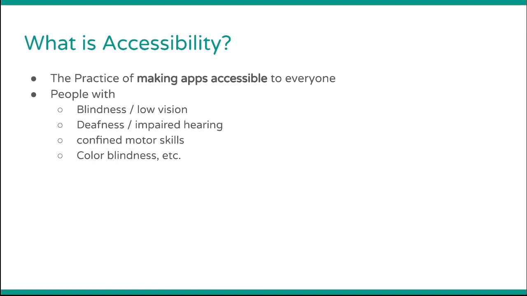Now when we say everyone, we mean people who have blindness, low vision, deafness or impaired hearing, or color blindness, or there can be n number of various disabilities, especially for differently abled people. Whenever as developers we are creating an application, we don't think a lot about those conditions, but actually we should, and that practice of thinking and creating apps which are usable by everyone is basically accessibility.